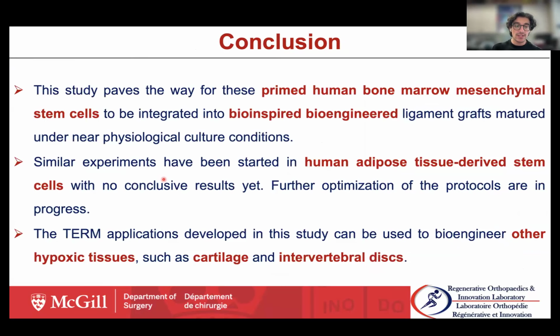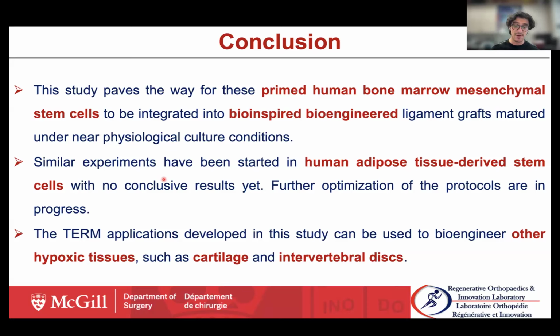So in conclusion, this study and these findings paved the way for these primed human bone marrow mesenchymal stem cells to be integrated into bio-inspired and bioengineered ligament grafts. These can be any of the hydrogels that were shown previously, or any of the 3D printed and bioprinted constructs that Dr. Rosenzweig also talked about in his presentation. It would also be interesting to replicate these experiments in 2D and in 3D, when these cells are included in these constructs, and also to mature these constructs in the near physiological culture conditions that we identified in the study.